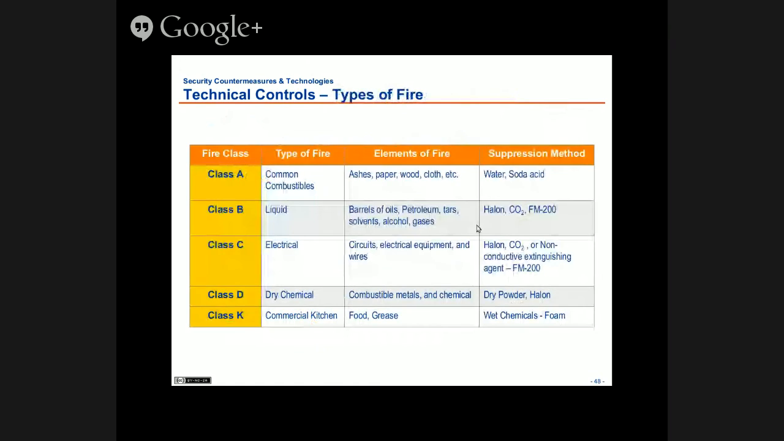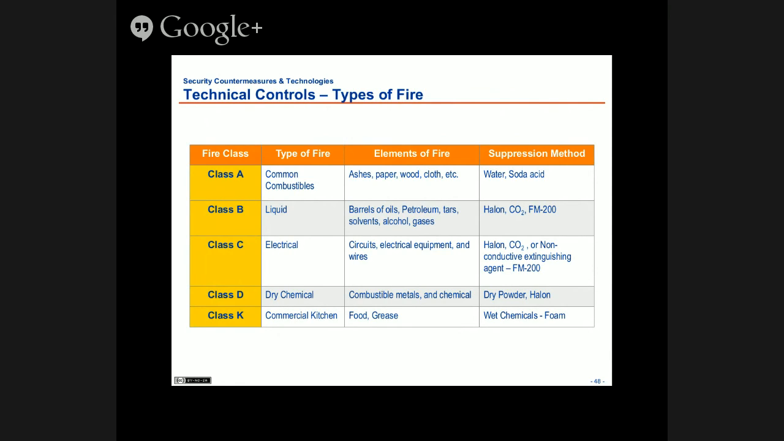All right, so different types of fire suppression. Here you have your different fire classes, class A through K. A deals with common combustibles: ashes, paper, wood, cloth. The suppression method is water, soda, acid. I'm not going to go through this in depth, but the slide, which is slide 48, does go through all the different types of fires and the associated suppression method.